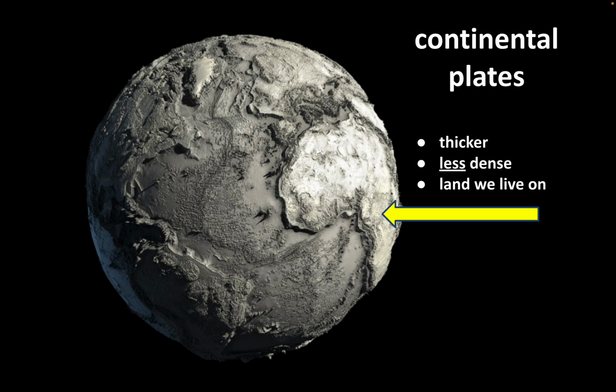Continental plates are thick. So they're what make up the continents. And if you think about it, the ocean water is sitting on the surface of Earth, and the continental plates are so thick that the ocean doesn't cover them. These are actually less dense than the oceanic plates, which is interesting. And obviously, these make up the continents, which is the land that we actually live on. So these are called continental plates.